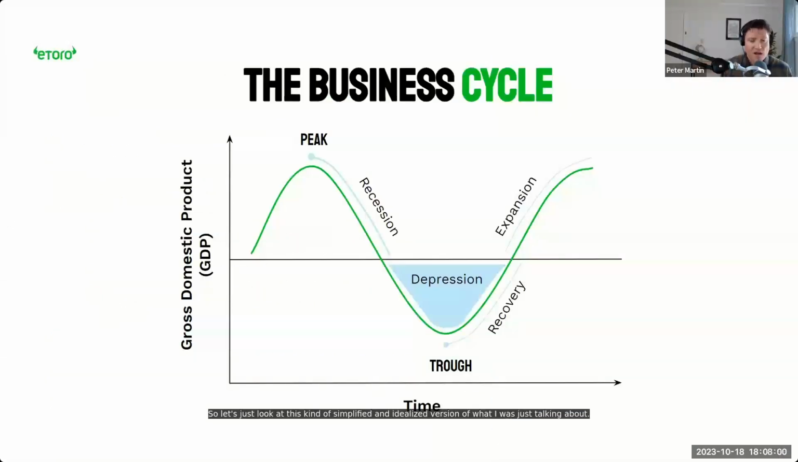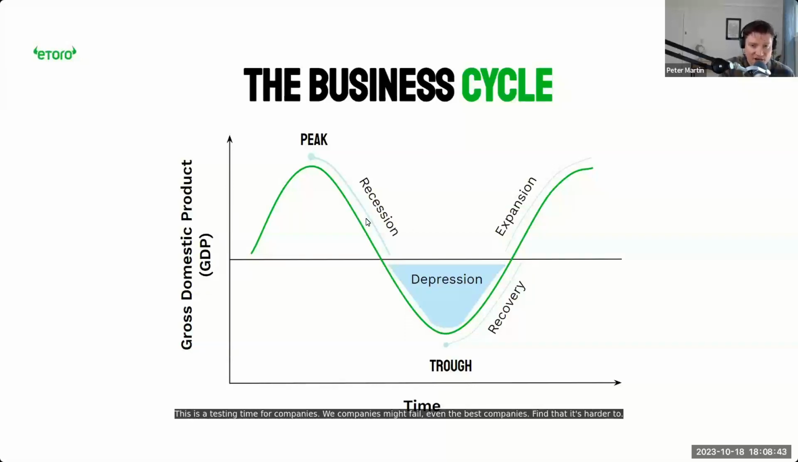So let's just look at this simplified and idealized version of what I was just talking about. On the left, we've got on the y-axis GDP, gross domestic product, a measure of how the economy is doing. On the x-axis, we have time, and we can see we have these alternating phases of expansion and contraction in economic activity. So at the peak, the economy is firing on all cylinders. It's going full pelt. After the peak, we can see that economic activity starts to slow. Business activity starts to slow.